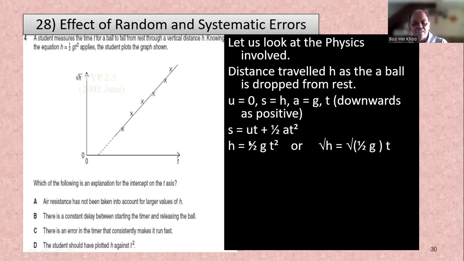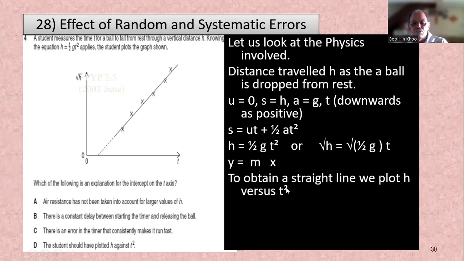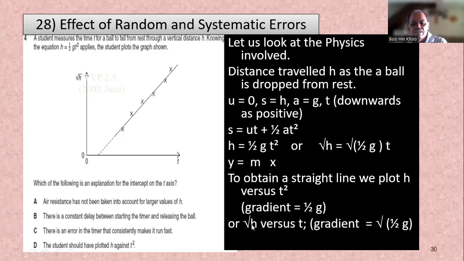So we can plot either this graph to make it a straight line, or this one. In this case, you use root h as your y, and that's your x, so this is your gradient. Compare with the equation of a straight line, y equals mx. To obtain a straight line, we plot h versus t squared, and the gradient is half g. Or we can plot this as your y and this as your x, so that's your gradient.